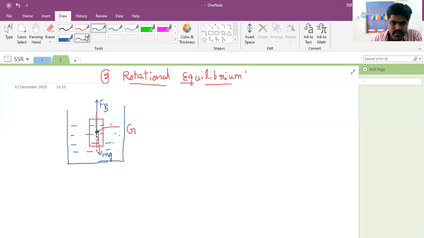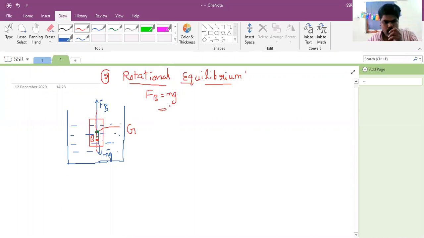It is floating, which means that is called point B. That is the buoyancy force point. Both are along a single vertical line, but point B should be downside and normally point G slightly upside. So this is what we normally observe. So FB will balance the weight so that it is floating. FB is equal to mg.